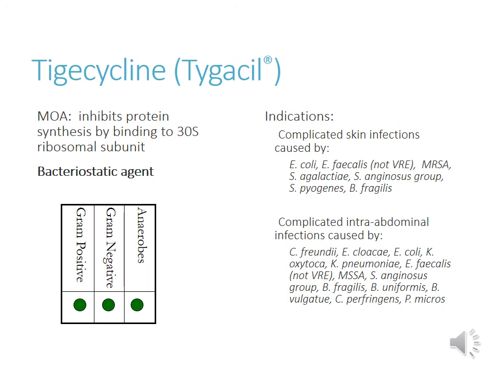But tigecycline is, again, going to be a drug that inhibits protein synthesis at the 30S ribosome. This one has really, really good coverage against a lot of different things. Gram positives, gram negatives, aerobes. This is able to treat Pseudomonas. Also has some MRSA coverage. So these are good for lots of different bugs.